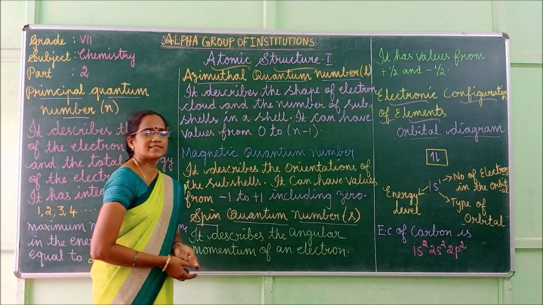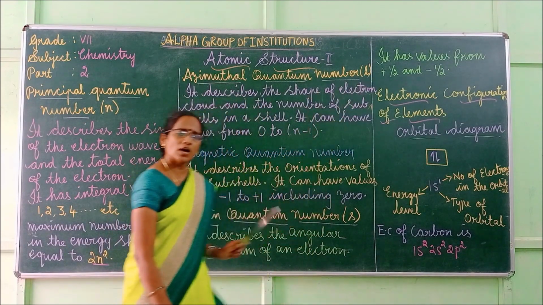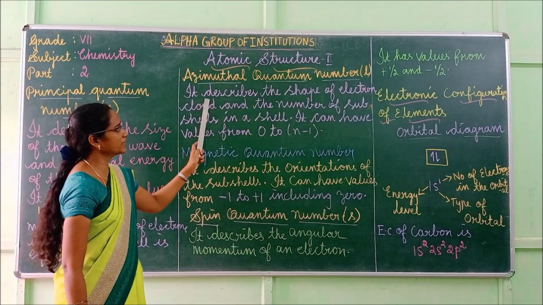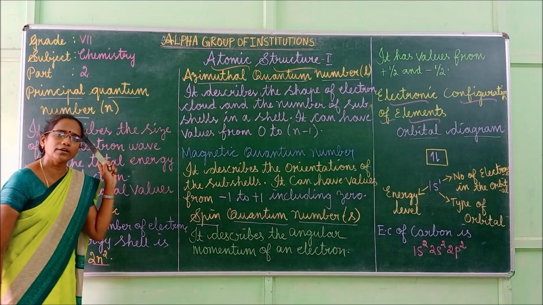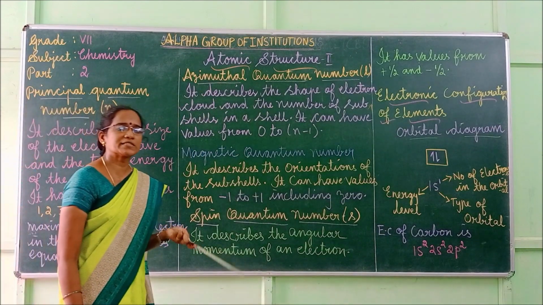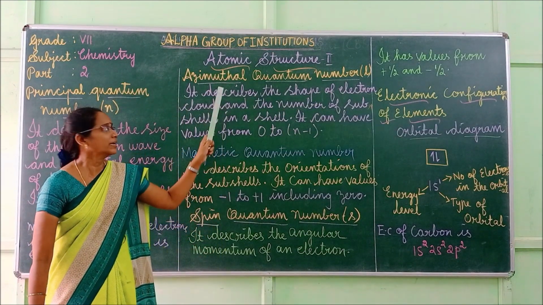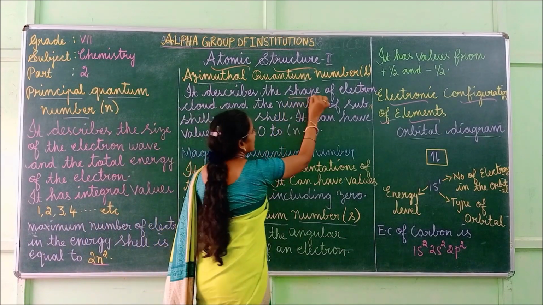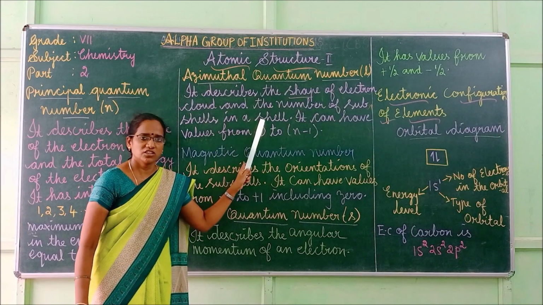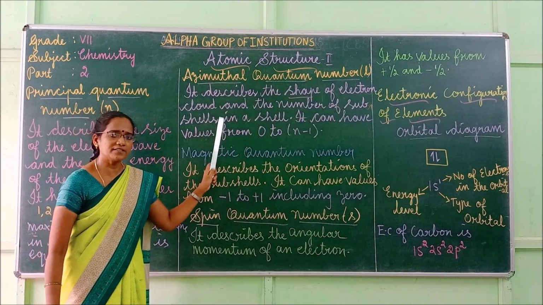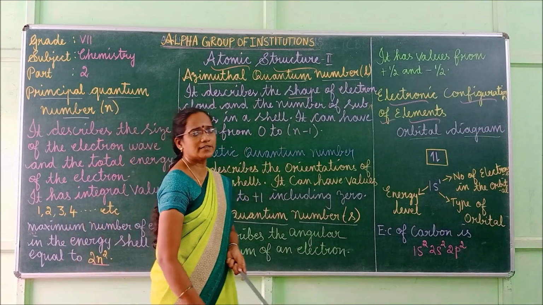Next we can move to the azimuthal quantum number. It is represented by the letter L. The azimuthal quantum number describes the shape of the electron cloud. What we saw in the principal quantum number describes the size of the electron cloud, whereas the azimuthal quantum number describes the shape of the electron cloud and the number of subshells in a shell. It can have values from 0 to n minus 1.